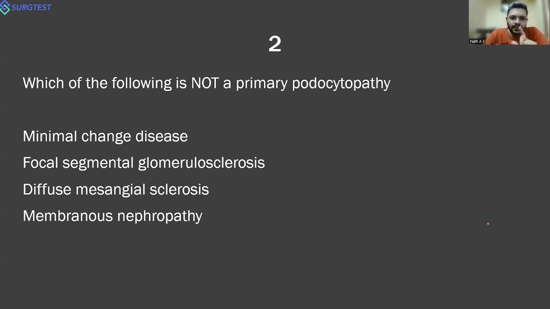So this is a question which I got in my AIIMS exam when I wrote it a few years ago. Which of the following is not a primary podocytopathy? You have four options: minimal change, FSGS, DMS (diffuse mesangial sclerosis), and membranous nephropathy. Somebody's told D. Amit says B. One more answer and we'll go to the discussion. Another B, another C. Okay.